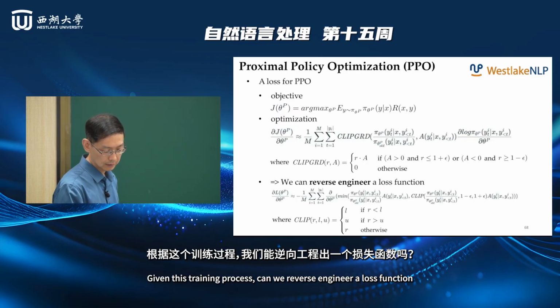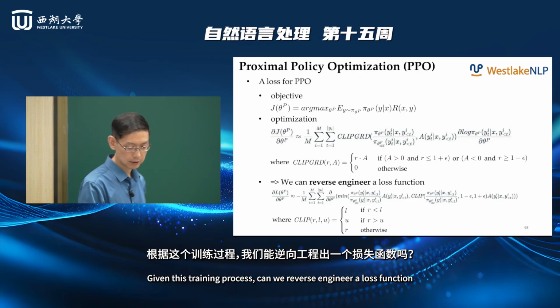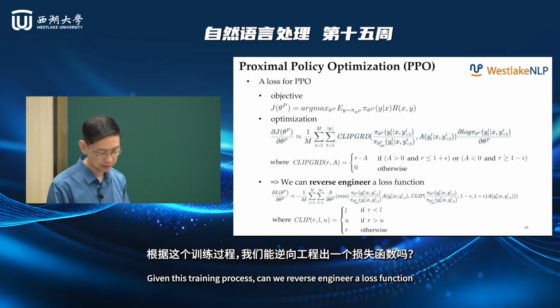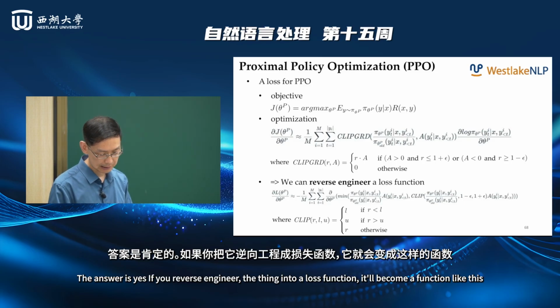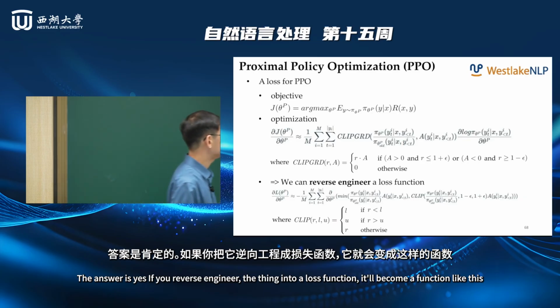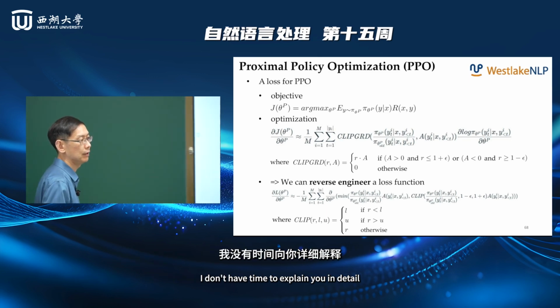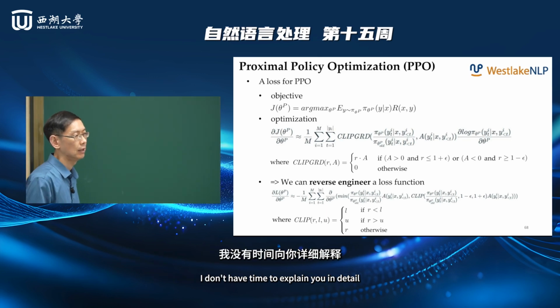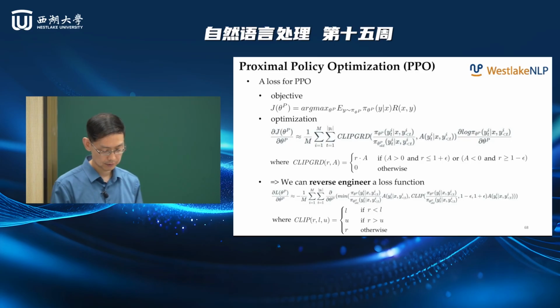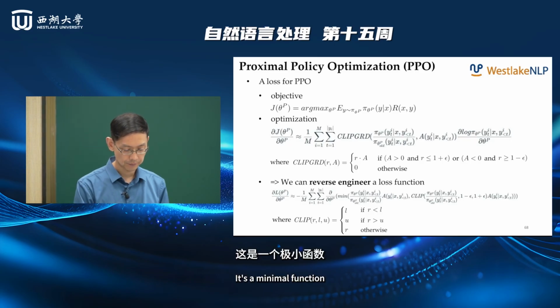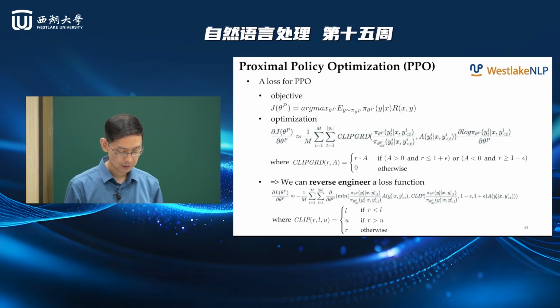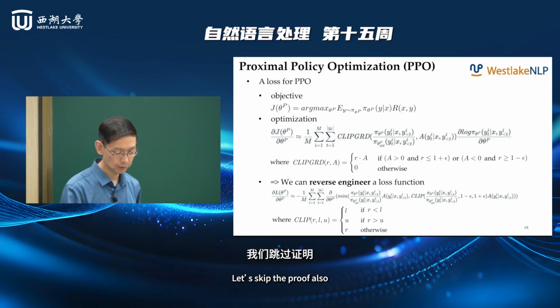All right, so given this training process, can we reverse engineer a loss function? The answer is yes. If you reverse engineer it into a loss function, it will become a function like this. I don't have time to explain it in detail. It's a minimum function. So let's skip the proof also. There's a proof.